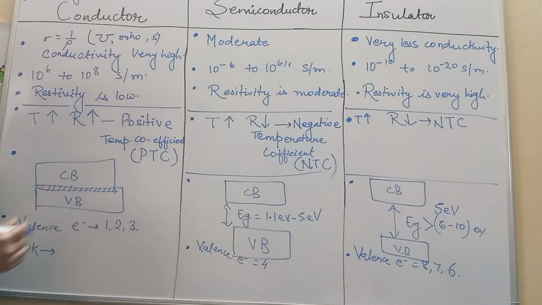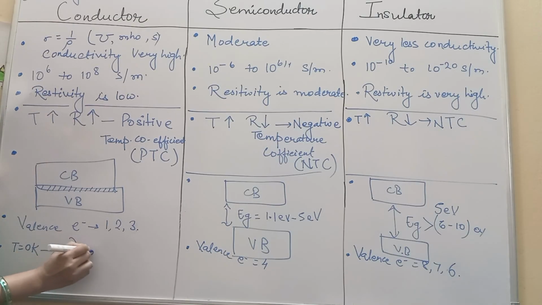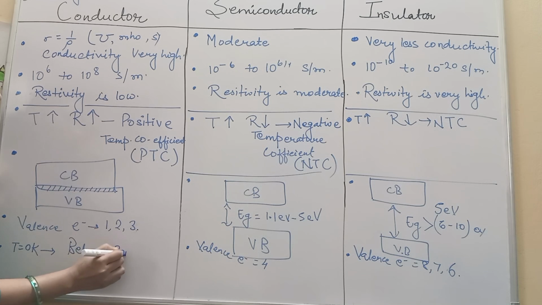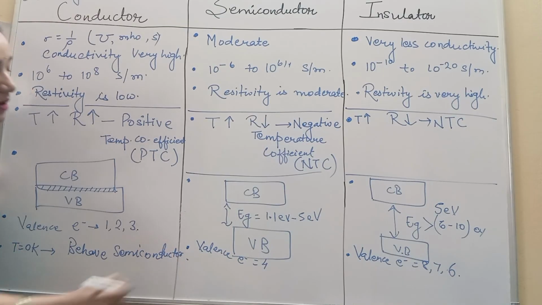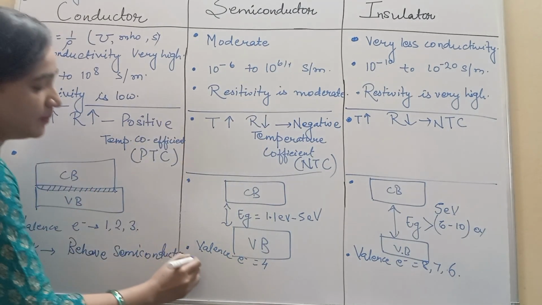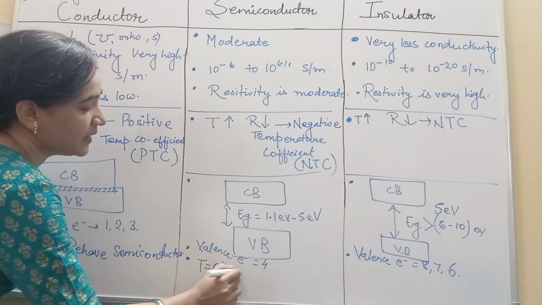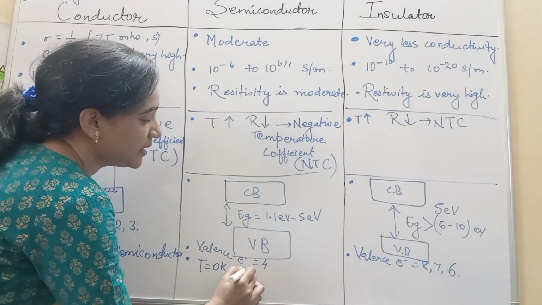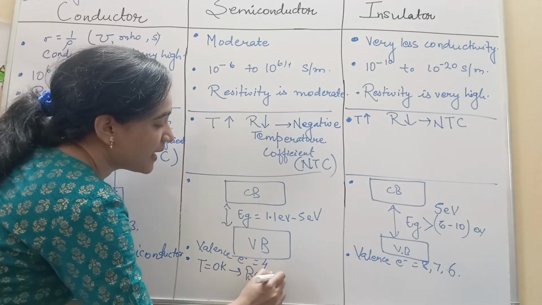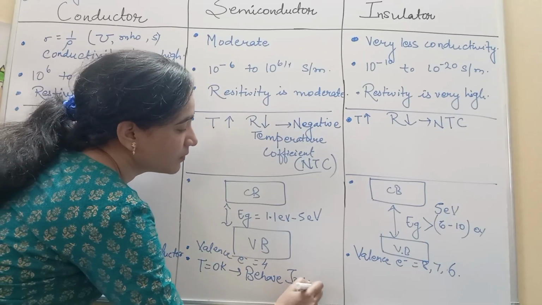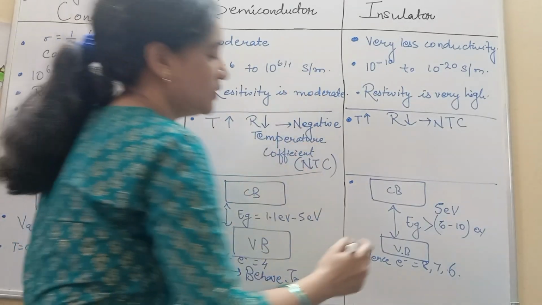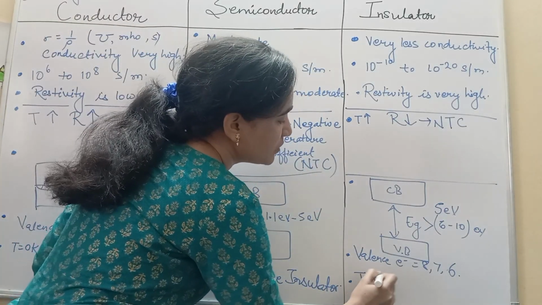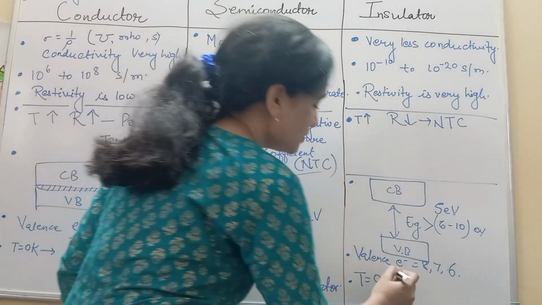Now, what happens to these elements when they are subjected to a temperature of 0 Kelvin? At 0 Kelvin, a conductor will behave as a semiconductor. At 0 Kelvin, a semiconductor will behave as an insulator. In the case of an insulator, at 0 Kelvin, it will behave as an insulator only.